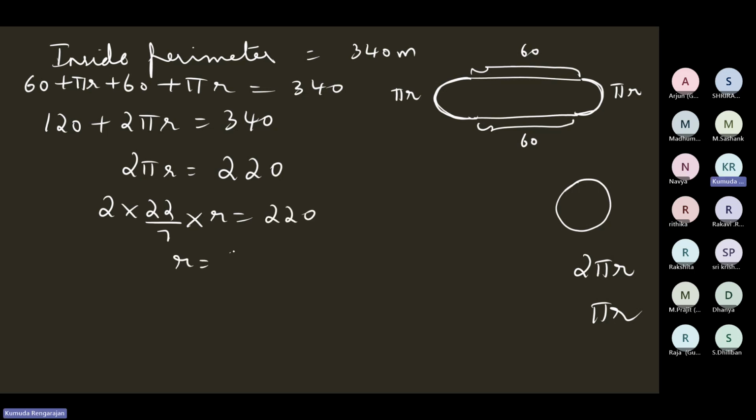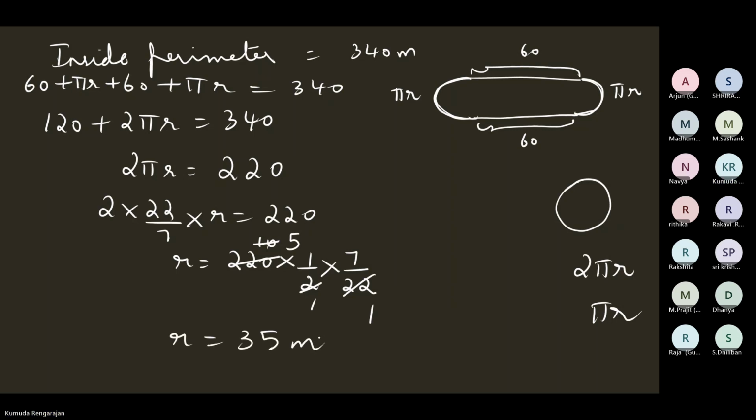r is equal to 220. The 2 will become 1 by 2 on the other side. 22 by 7 becomes 7 by 22 on the other side. So 22 ones are 22, 22 tens are 220. 2 ones are 2, 2 fives are 10. So small r is equal to 35 meters.